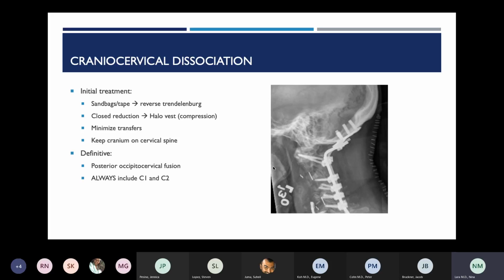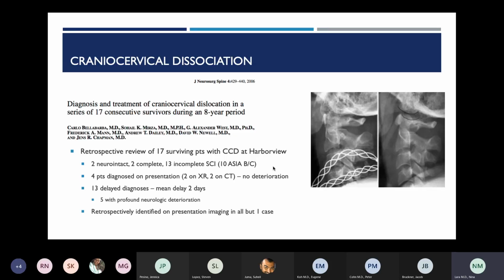And then definitive fixation for these is posterior occipital fusion, which is shown here on the right. And you always want to include the C1 and C2 junction. So this study here by Chapman and Bellabarba in 2006 looked at the diagnosis and treatment of craniocervical dissociation or dislocation in 17 survivors during an 8-year period. It was a retrospective review. 2 neuro intact, 2 incomplete, 13 incomplete.